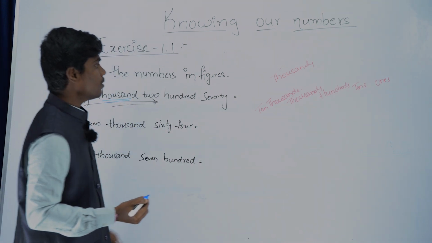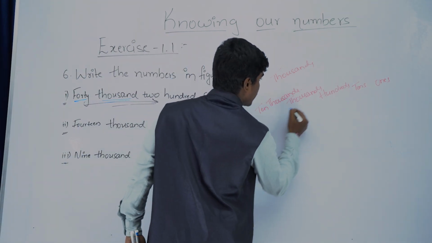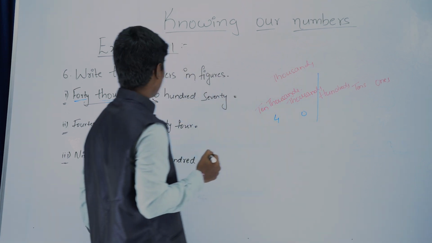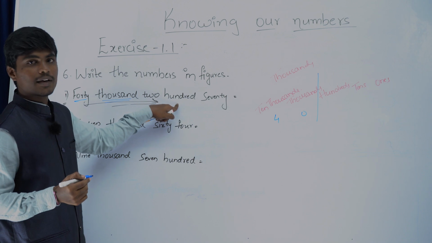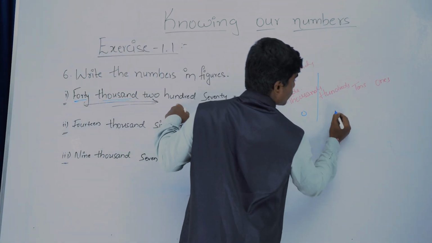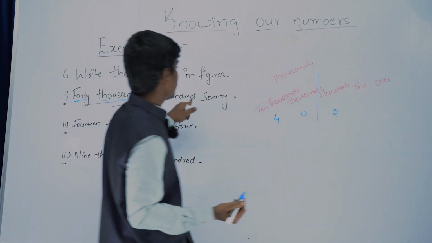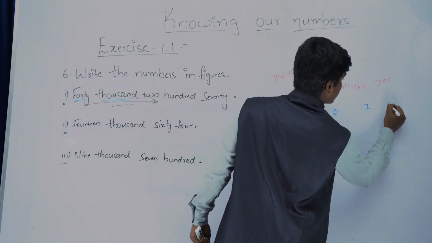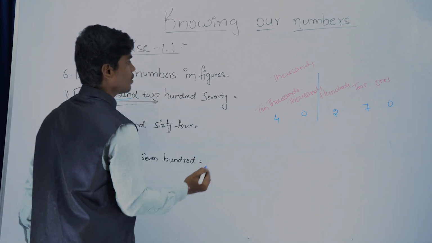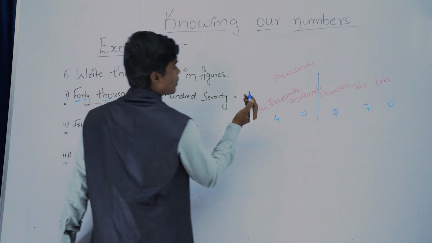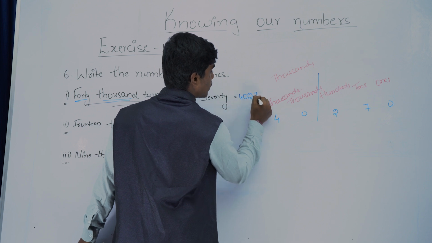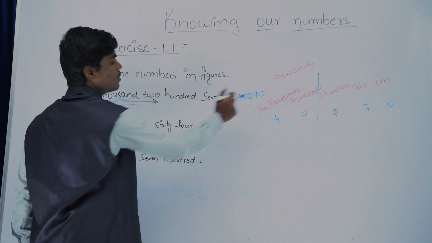Here he gave 40,000. So in thousands we have to write 40,000. Then 200 means 270, and 70. So the answer of this is 40,270.